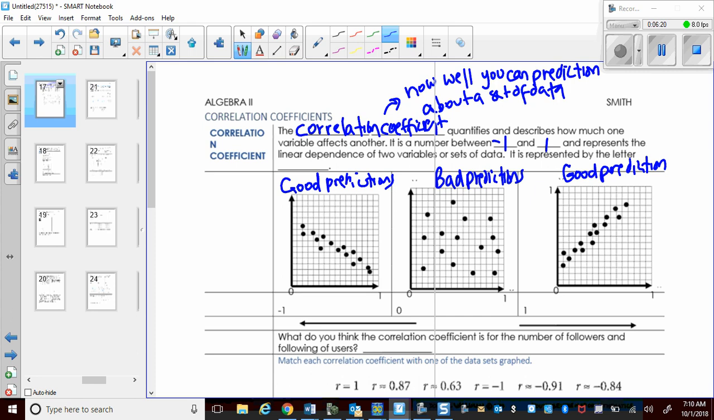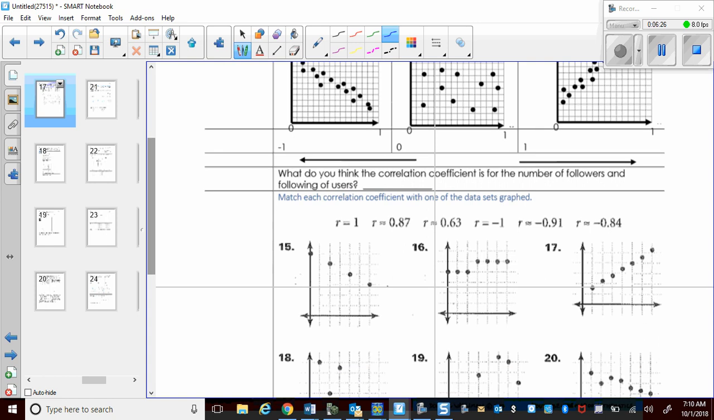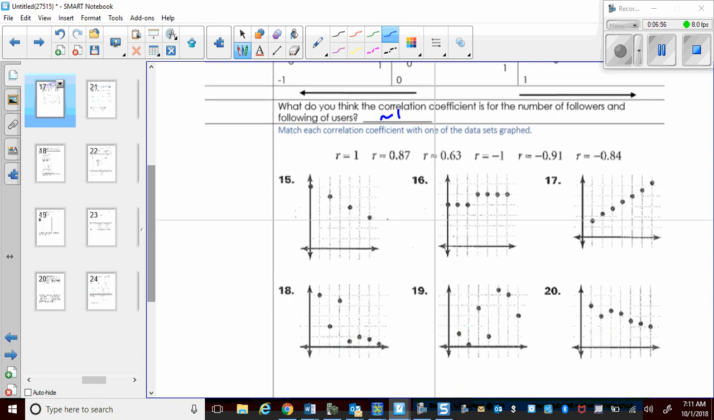This correlation coefficient is represented by the letter R. What do you think the correlation coefficient is for the number of followers and followings of users? It looks very close to 1 on the previous page. Keeping what I said in mind, steep curves, very clear patterns, not necessarily steep, but where the trend is very predictable, like I could tell there's a pattern of what's next, it's going to be close to 1 or -1, depending on if it's downhill or not. So this is what I'm going to do for the next part: we're going to match each correlation coefficient with one of the data sets graphed.